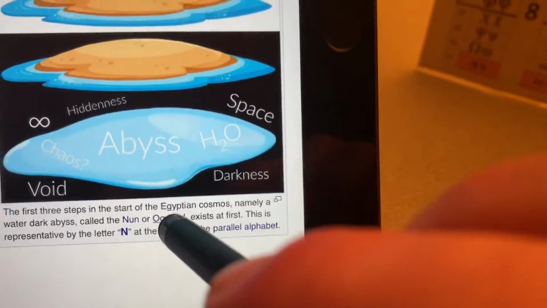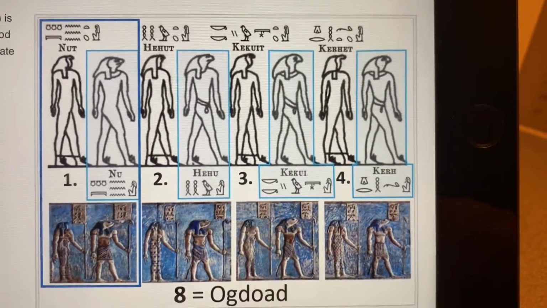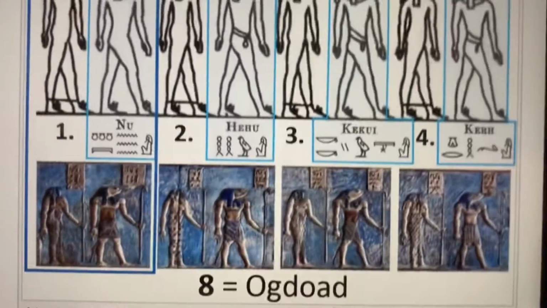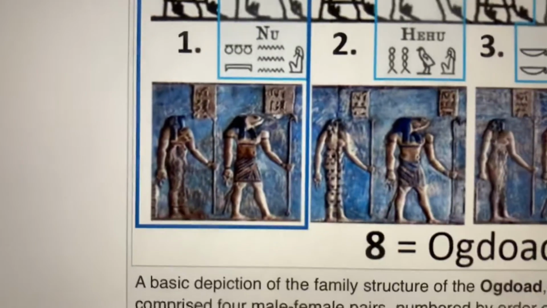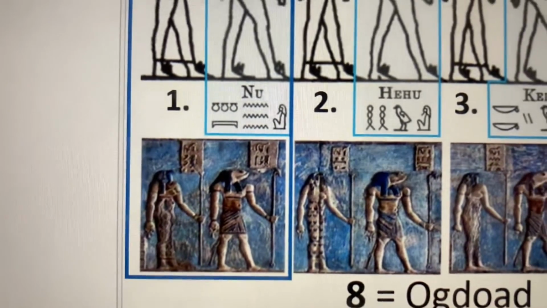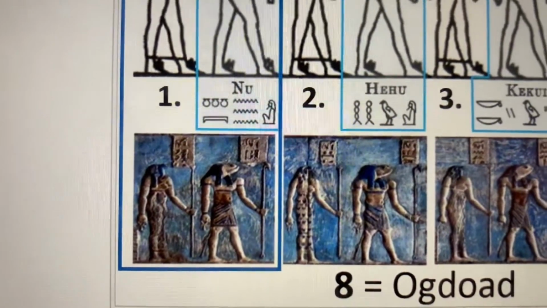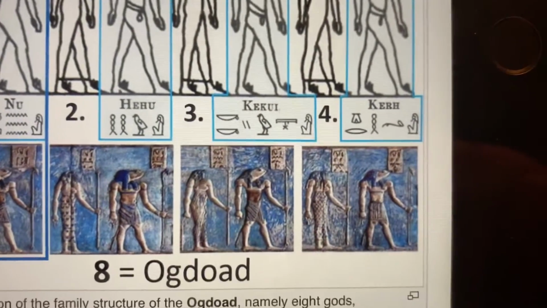The Agdod is another alternative version of this watery abyss, and it's a family of 8 water gods: 4 male frog-headed gods, and 4 female snake-headed goddesses.